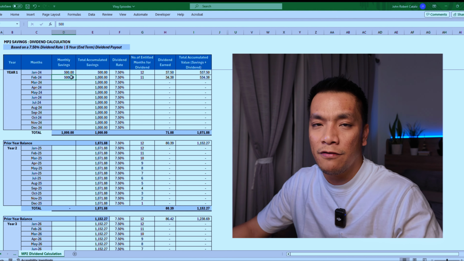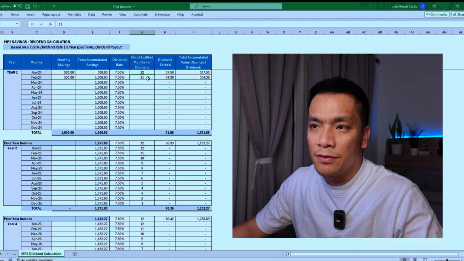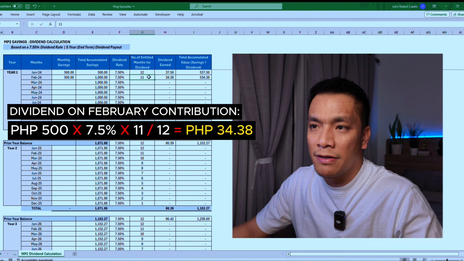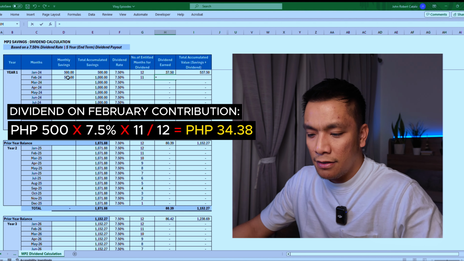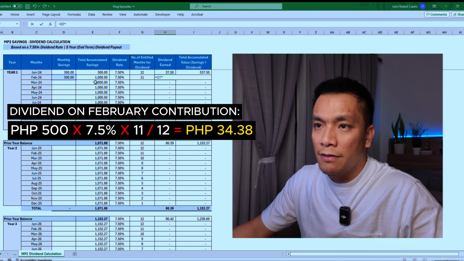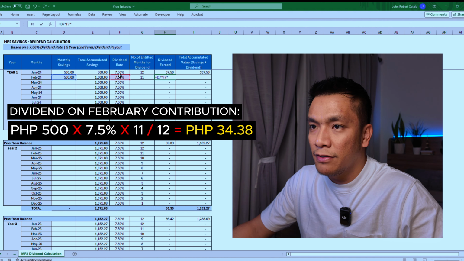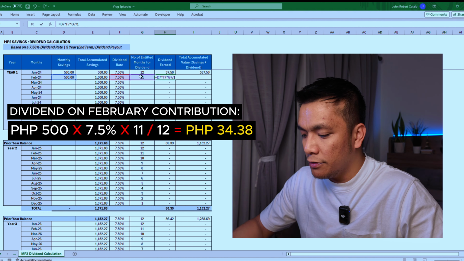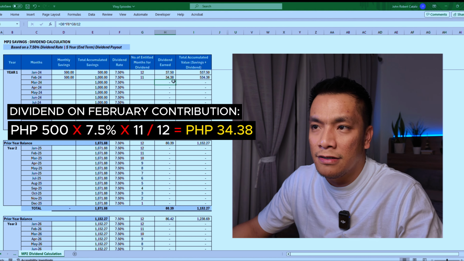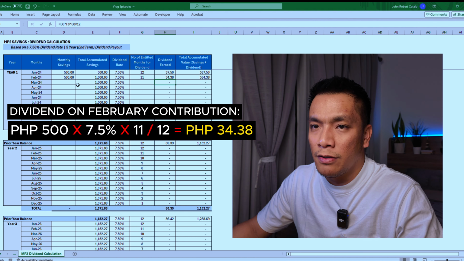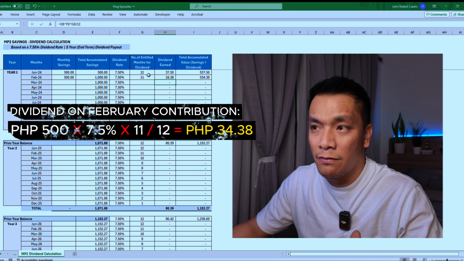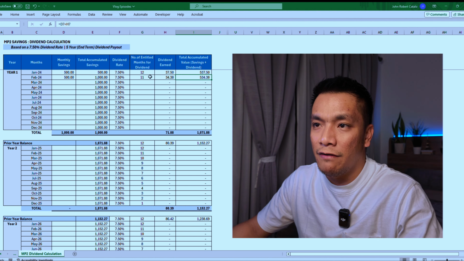So yung contribution mo for the month of February, ang computation niya ay this multiplied by the dividend rate, multiplied by 11, and divide by 12. So, compute lang natin equals this, multiply mo ng dividend rate, multiply mo ng 11 months, divide mo ng 12. So, yan ang entitled dividend mo for the year 2024 para sa hulog mo ng February. And this will be the accumulated value.